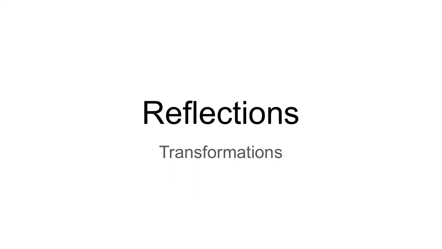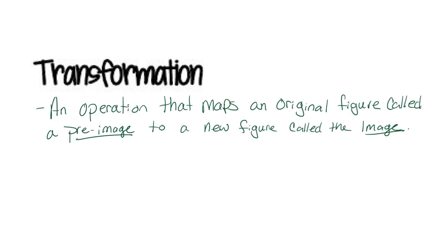In this video, we are going to go over reflections, a type of transformation. So first off, what is a transformation? A transformation is an operation that maps an original figure called a pre-image to a new figure called an image. A transformation can also change the size, position, or orientation of a figure.